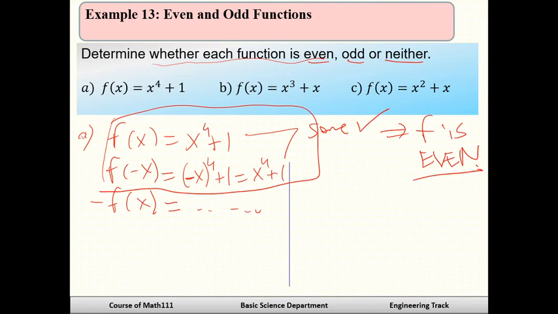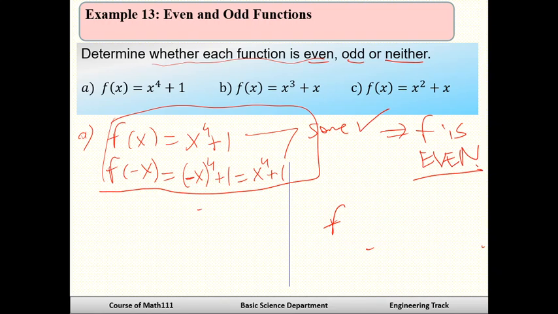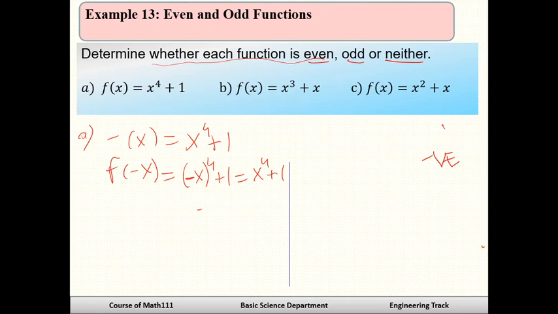If it is even, then you don't check the last one, because f cannot be both odd and even. Indeed, there's only one function that can be both, the zero function, but this is just one function, and we never really see it anywhere. So f cannot be both even and odd. Here we got that f is even.